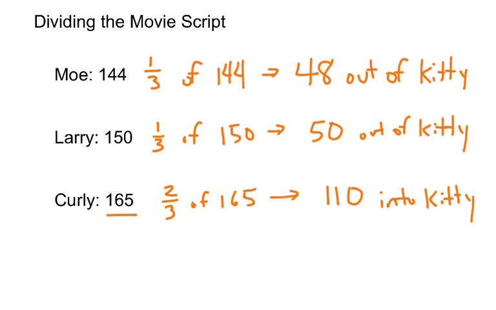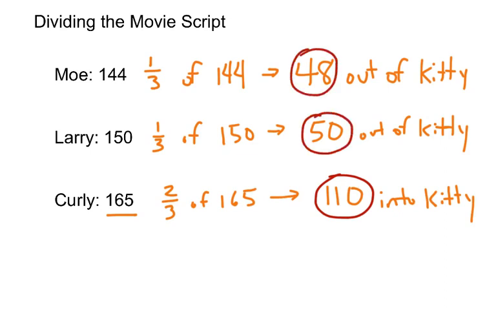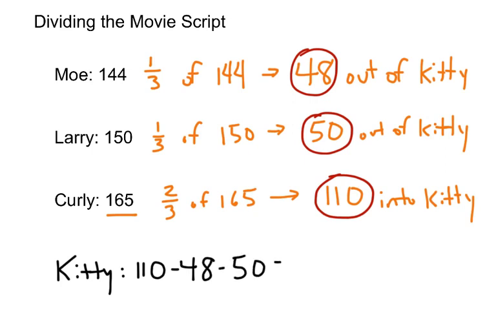So now let's take a look at that. We've got these 3 numbers over here. Curly put 110 in, Larry took 50 out, and Mo took 48 out. So let's see, our kitty has 110 minus the 48 that Mo took out minus the 50 that Larry took out, and so the kitty ends up with $12 in it. So Curly put in what he was supposed to put in, Mo took out his share, Larry took out his share, and there's still $12 left over.